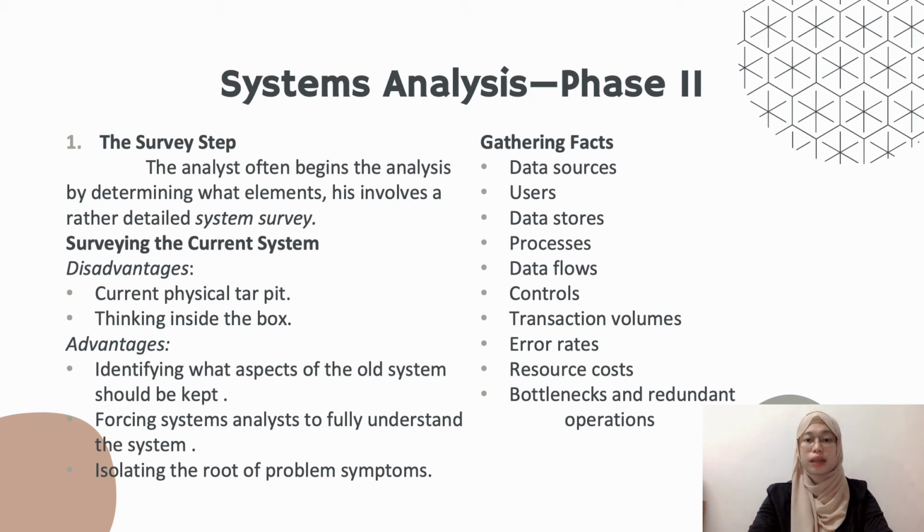Surveying the current system has both advantages and disadvantages. Starting off with the disadvantages of surveying the current system: current physical tar pit. This term is used to describe the tendency on the part of the analyst to be sucked in and then bogged down by the task of surveying the current dinosaur system, and thinking inside the box.